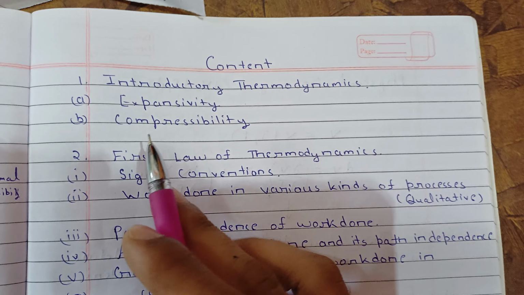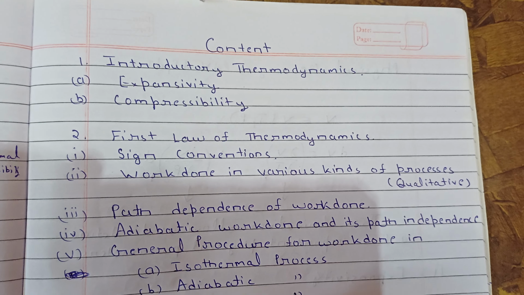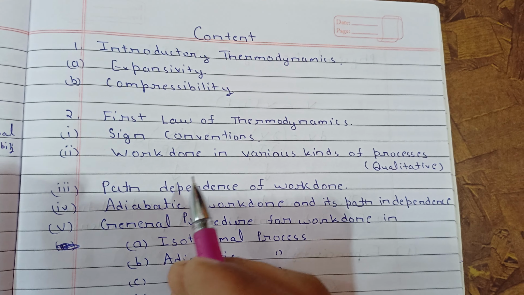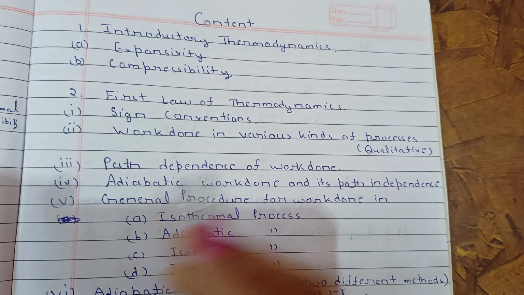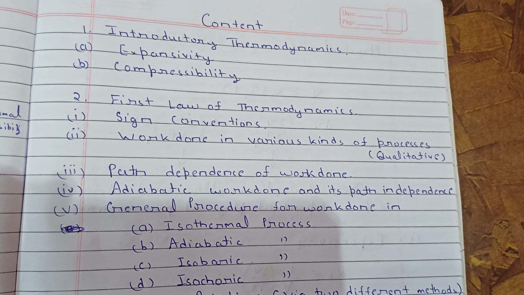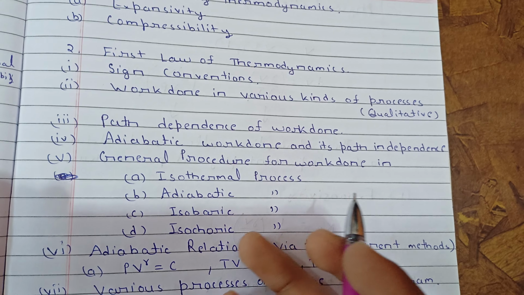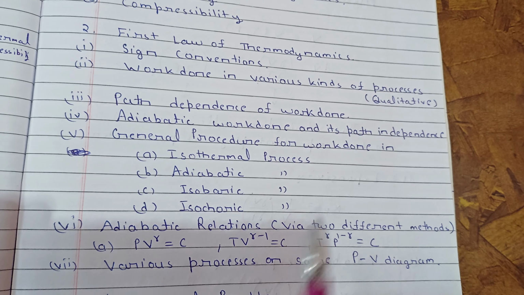First we will introduce thermodynamics, then we will study expansivity and compressibility. Then we will go to the first law of thermodynamics. We will study the sign conventions that we will use there. Then we will see a qualitative study of the work done in various kinds of processes. Then the path dependence of the work done, adiabatic work done and its independence.